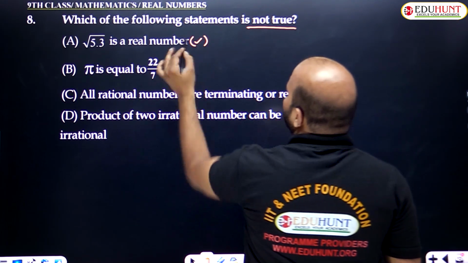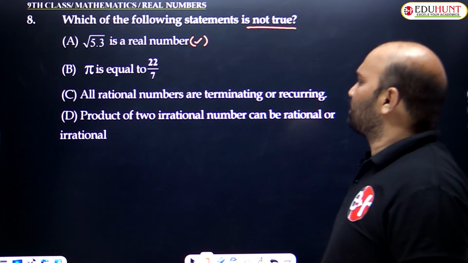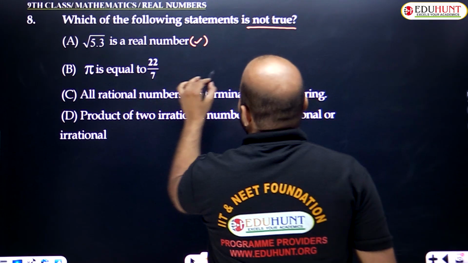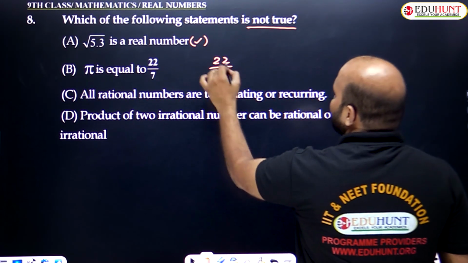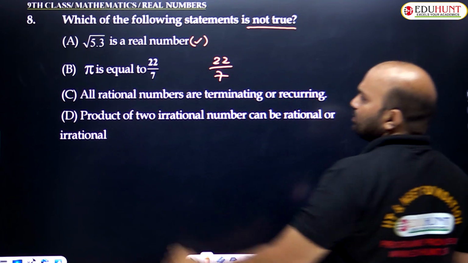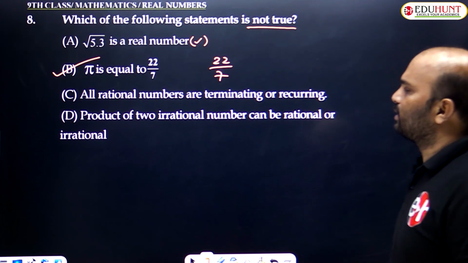Am I clear? True. Next one, pi is equal to 22 by 7. So what is pi? 22 by 7 is a rational number, but it is not exactly equal to pi. So this is a wrong statement. Option B is the right answer. But one should also check C and D.